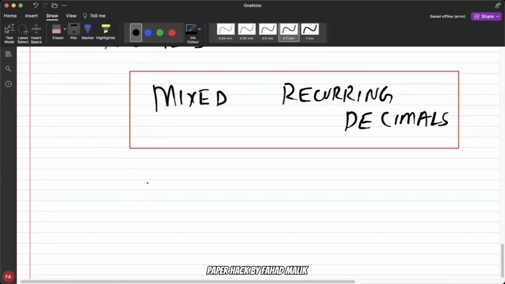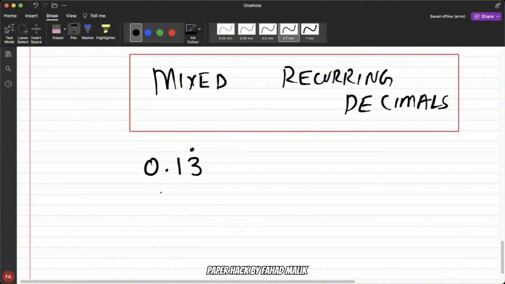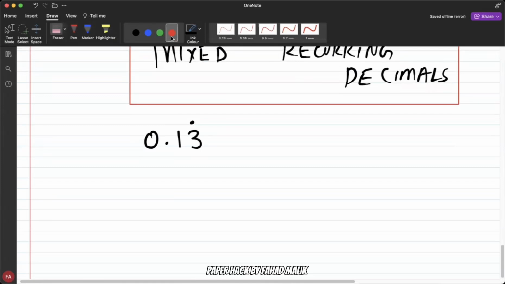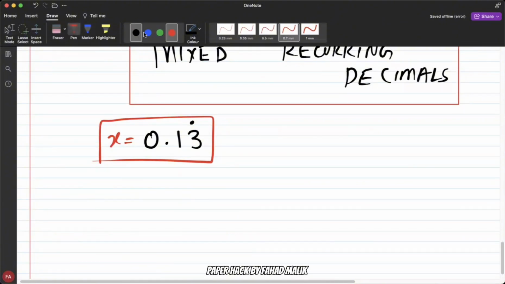So let's say we have a question which is 0.13, but in this case, I'm making it very clear that it's the 3 that is being repeated. So again, what does that mean? This actually means that we have 0.13333. That's how this actually looks. Now that we have understood what the question means, we can express this as x. And again, the key over here is to get rid of this number that is being repeated, and somehow we should be subtracting something which makes our job easier.